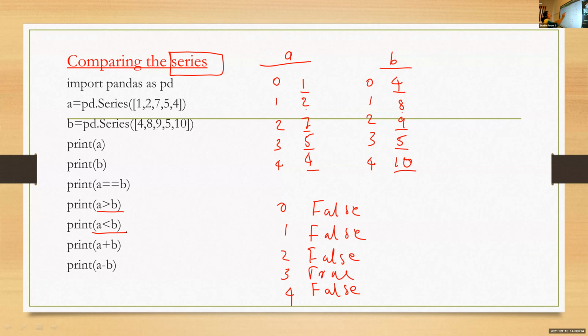Here, A greater than B, 1 greater than 4. Is it true? No, it is again false. A greater than B means 1 greater than 4, then 2 greater than 8, 7 greater than 9, 5 greater than 5, 4 greater than 10. Any true value is there? No. All are false values. 1 is not greater than 4, 2 is not greater than 8, 7 is also a wrong statement, 5 greater than 5 is also wrong, 4 greater than 10 is also wrong. So the result of A greater than B is always false.